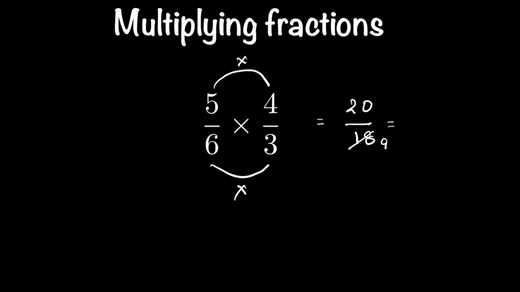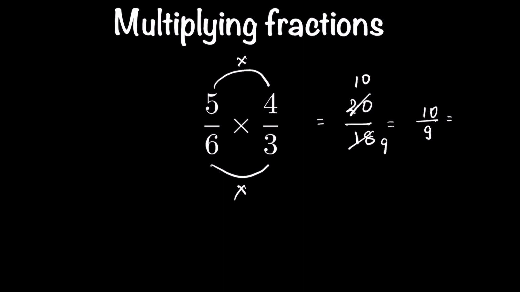So 2 times 9 is 18 and 2 times 10 is 20. Always we have to divide both numerator and denominator by the same number so that we get an equivalent fraction. So this is not further divisible because 10 is divisible by 2 but 9 is not divisible by 2. 9 is divisible by 3 but 10 is not divisible by 3. So this cannot be further divided.